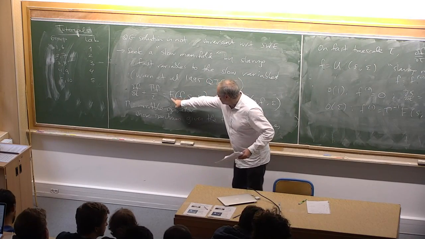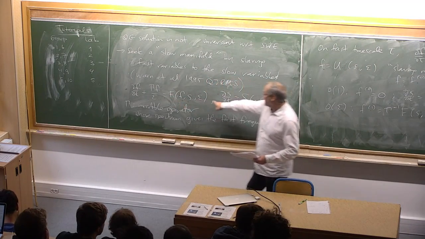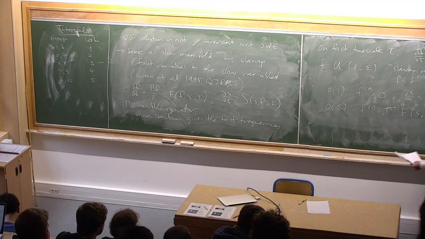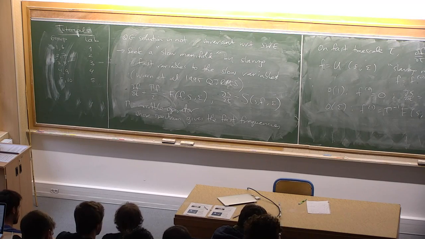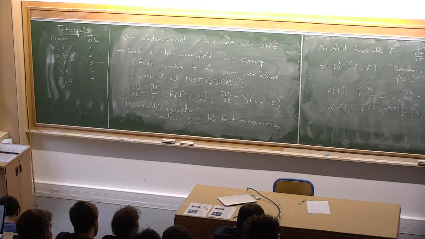But because this doesn't have a 1 over epsilon in front, this is coming from the order 1 solution, so I can substitute in here. And if I want to seek ds/dt now, I just get s, f1 and epsilon, and I have to expand this and keep only to order epsilon terms.